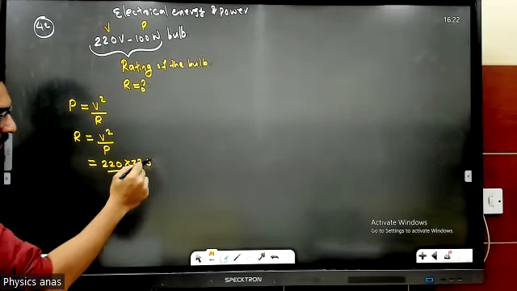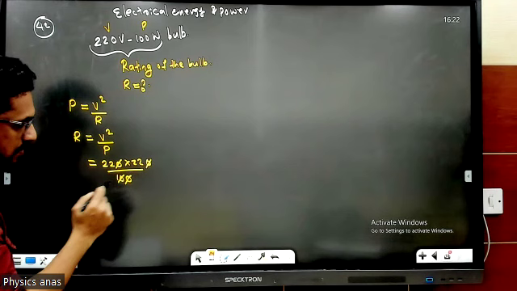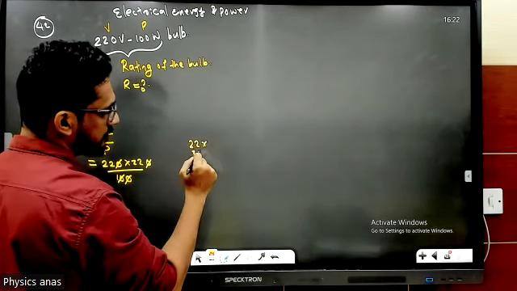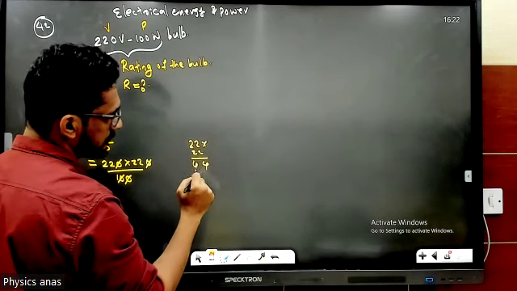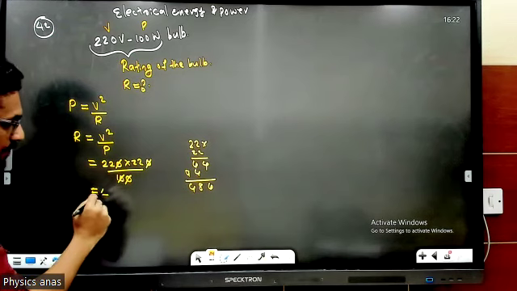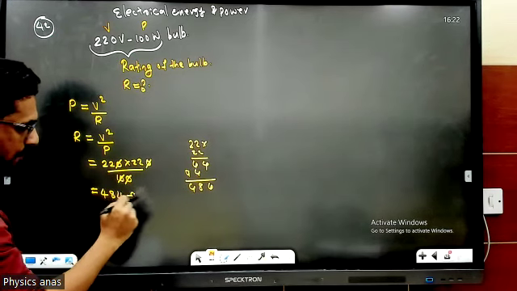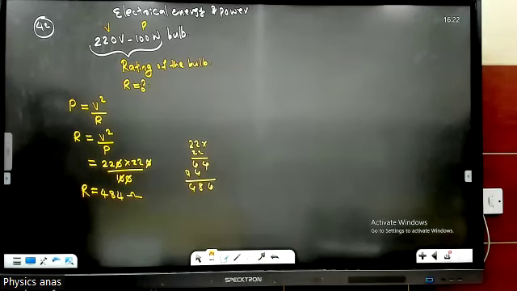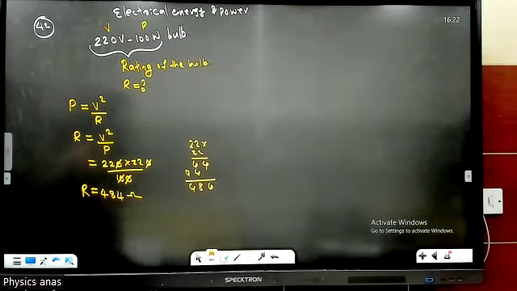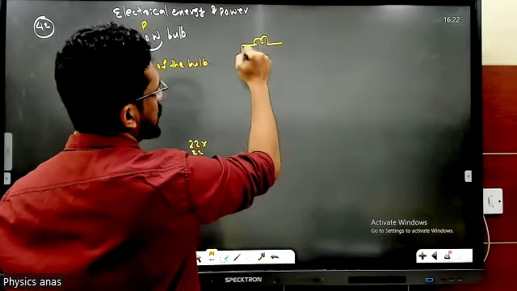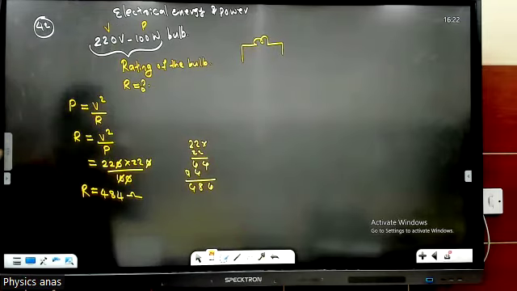Now this 0 is gone, 0 is gone. 22 into 22. What is 22 into 22? 484 ohm. That is the resistance. What is the resistance of the bulb now? That's 484.